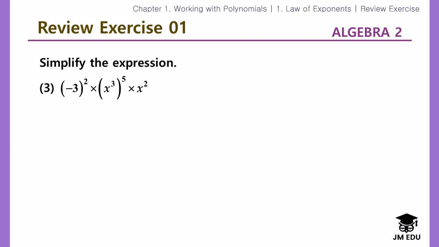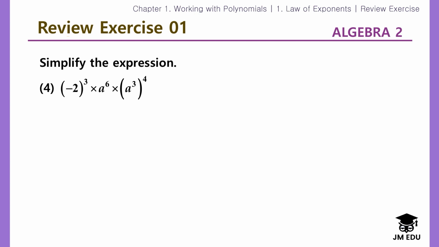Number 3. If negative is multiplied an even number of times, then that's positive, right? So that is equal to positive 3 squared times x cubed to the power of 5. Multiply these two. x to the 15 times we have x squared. So these two terms have the same base x. 3 squared is 9. And x to the 15 plus 2. So that is equal to 9x to the 17.